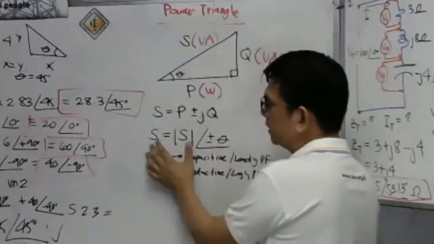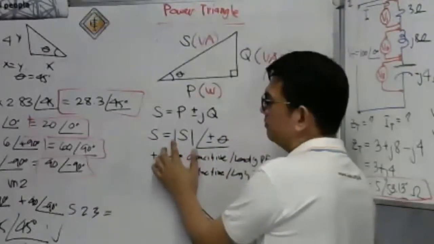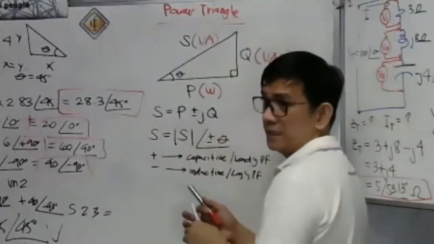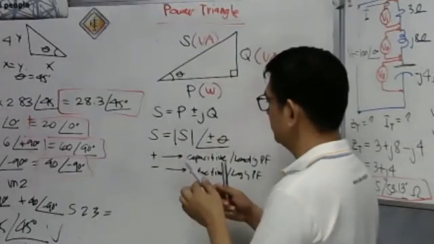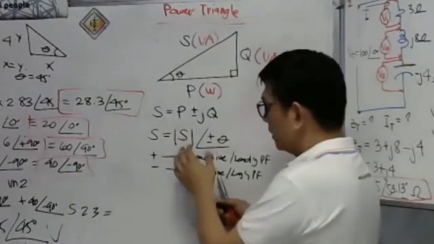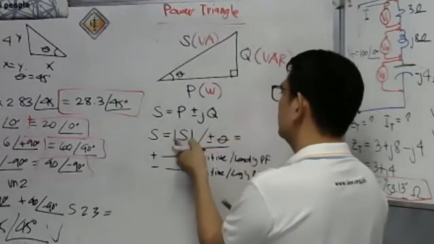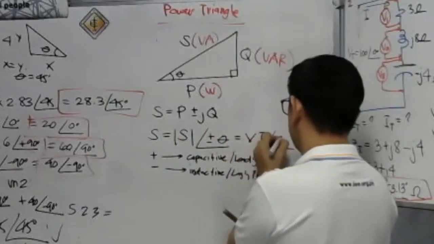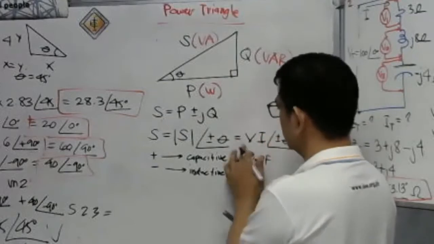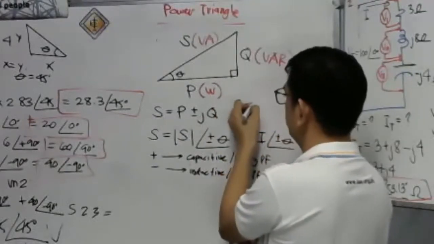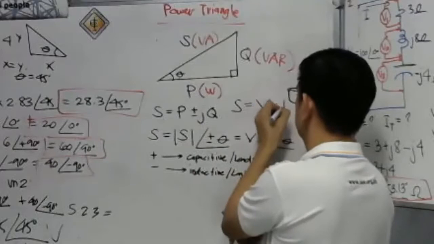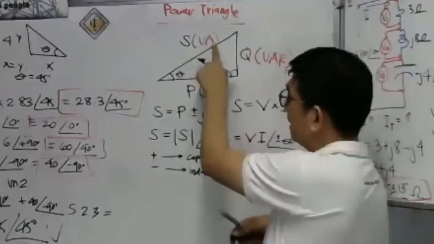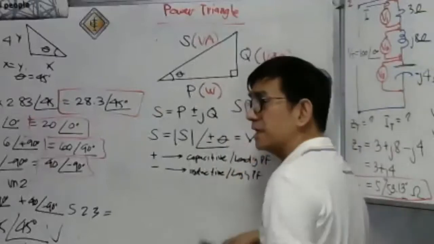Now, we have here our S, the magnitude of S, absolute value, cis of plus minus theta. This plus minus theta. Of course, our S is simply equal to the voltage times current, plus minus theta. Because S is the product of the voltage times current. That is why the unit of S is volt ampere, the product of the voltage and the current.